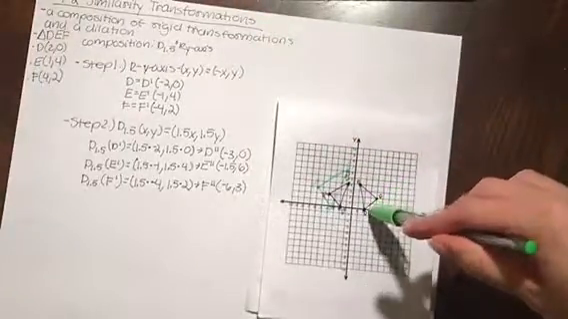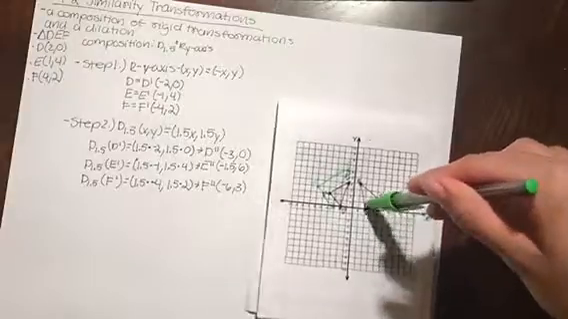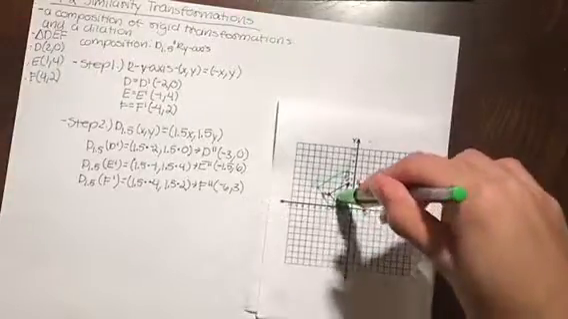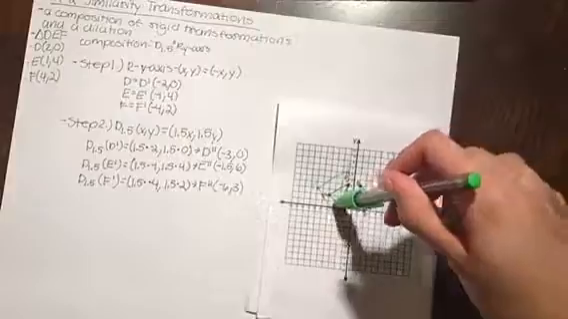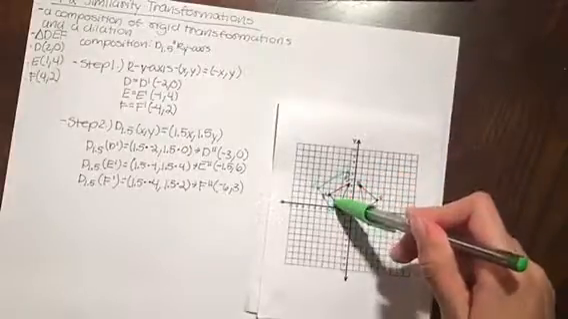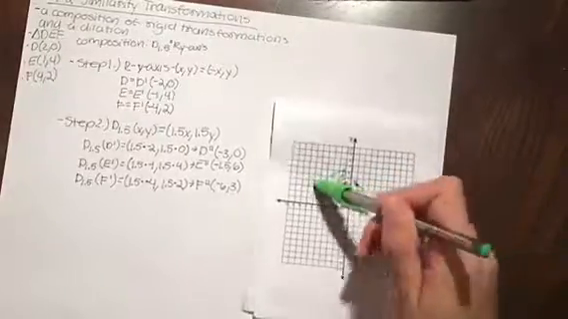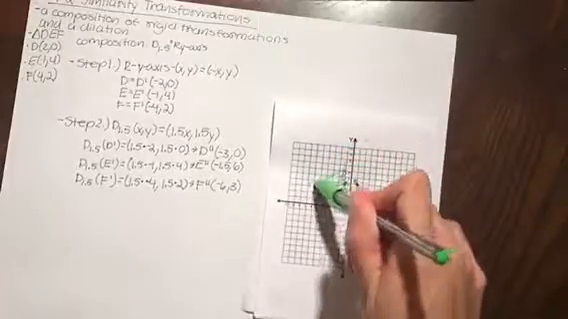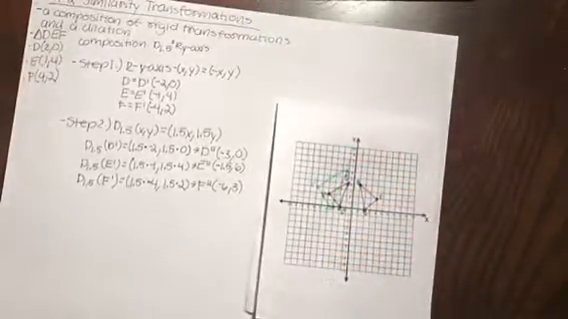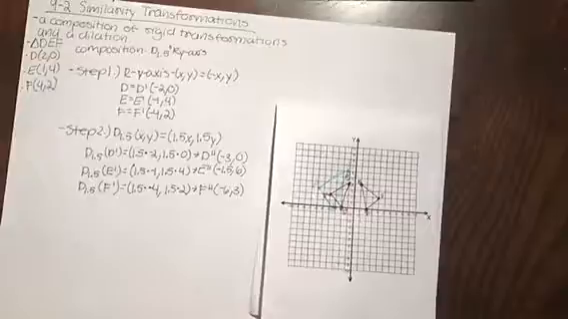So first, the original vertices have been reflected over the y-axis, and then the ones that have been reflected over the y-axis made an enlargement with a dilation of 1.5. And this is what a similarity transformation is.